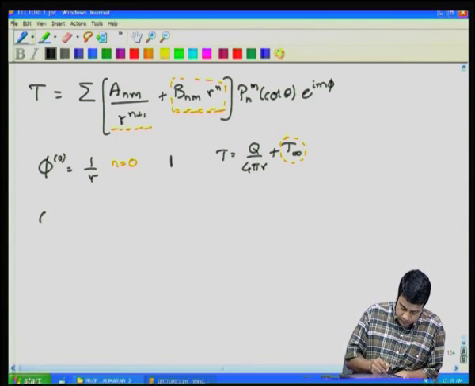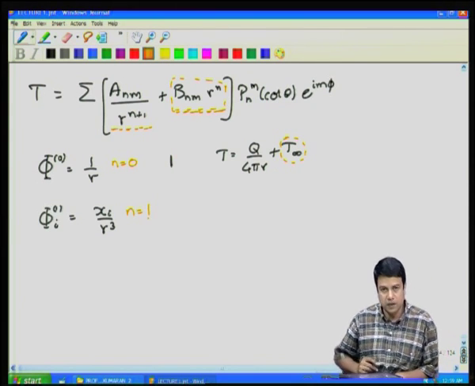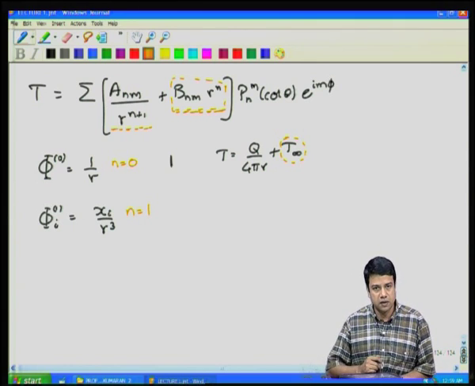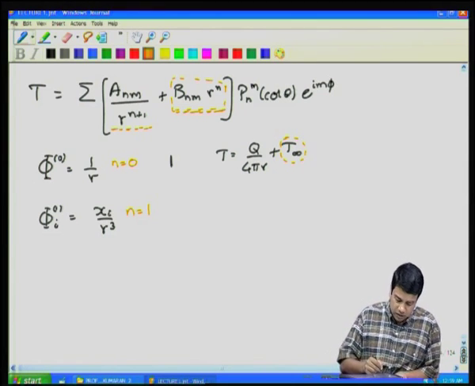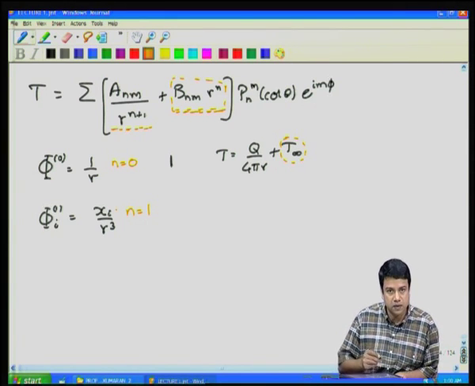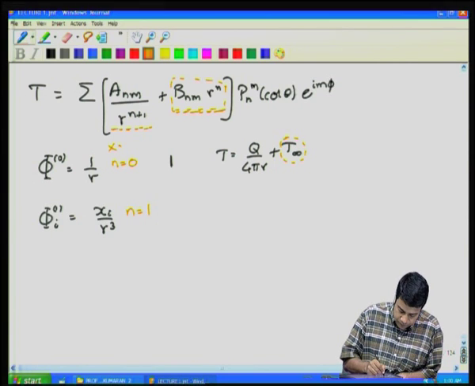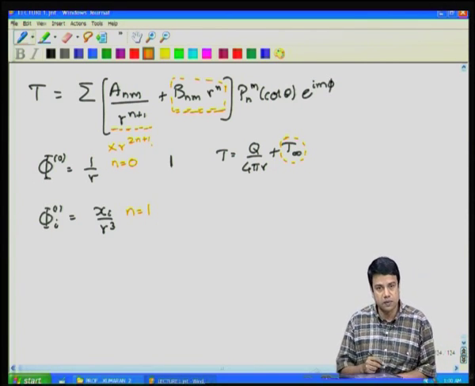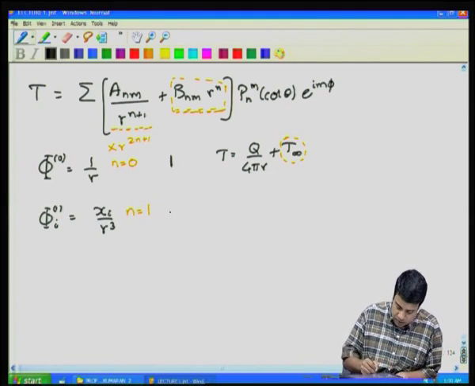For the vector solution, the one that I got was xi by r cubed, n equal to 1. This goes as 1 over r squared. The other solution should go as r power plus 1. So, n equal to 1 means you get 1 over r squared, xi by r cubed. The other one should go as r power plus 1. You get that by multiplying the first solution by r power 2n plus 1. In this case, since r power 2n plus 1 is r cubed, the other solution is just xi.